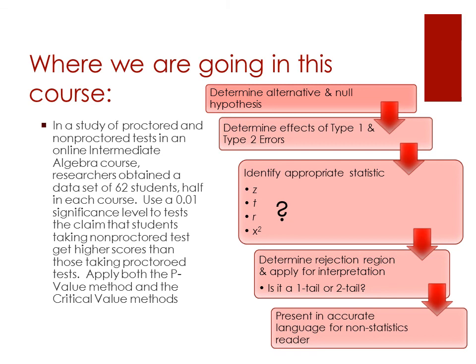So we would go through this with the steps over here. We'd have to determine the alternative and the null hypothesis. We're going to have to determine effects of type 1 and type 2 errors, identify the appropriate statistic. We're going to have to determine our rejection region and apply it for our interpretation, including assessing if it's a one-tail or a two-tail test. And we're going to have to present accurate language that's going to be comprehensible to people who are not statisticians, so a non-statistics reader.